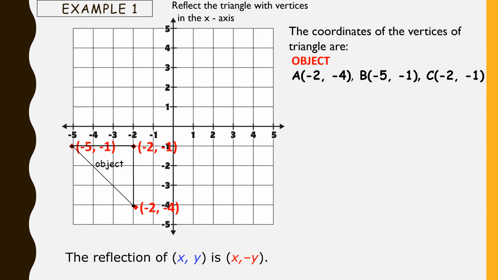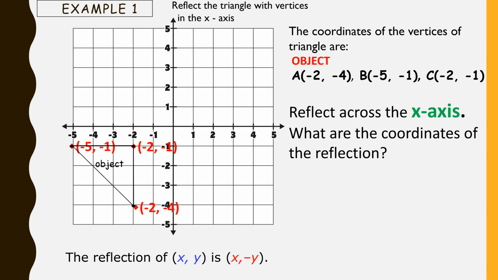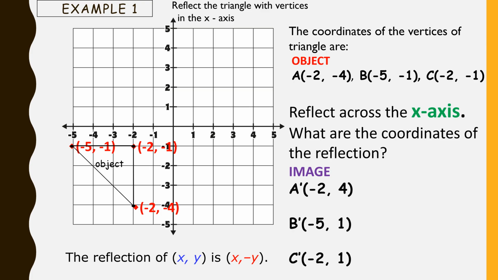Now we have a rule for reflecting across the x-axis. The x coordinate remains the same and the y coordinate is multiplied by -1. So to reflect across the x-axis, we write out the coordinate of the reflection, which is the image, and that will give us the following. If you take a look at it, you notice that all the x coordinates for the reflected image are the same as the object. Okay, however, the y coordinate is multiplied by -1, or the y coordinate is negated.